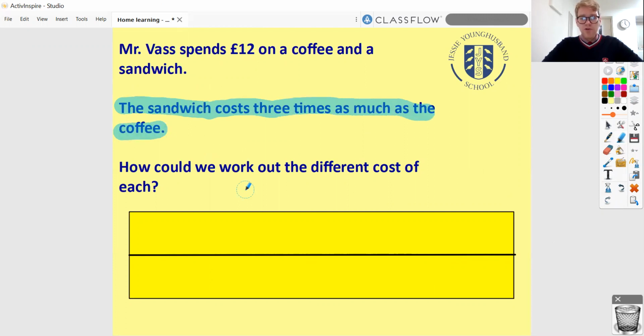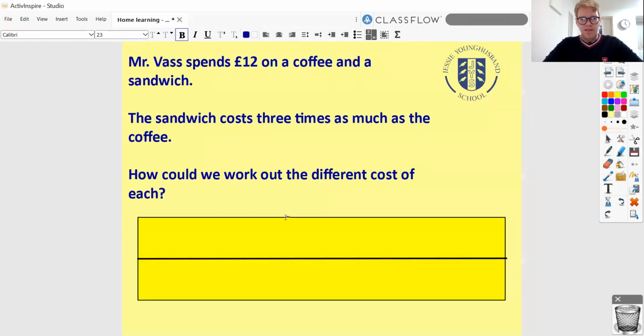Well, that would be really helpful if we knew how much the coffee was, wouldn't it? If it said, right, the sandwich costs 3 times as much as the coffee and the coffee's £1, we'd know it really easily. But it doesn't actually give us the cost of either of them, which is going to make this hard for us. Let's look at a bar diagram. I think this will help us visualize what we've got here.